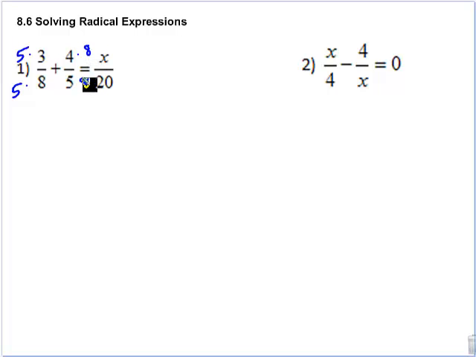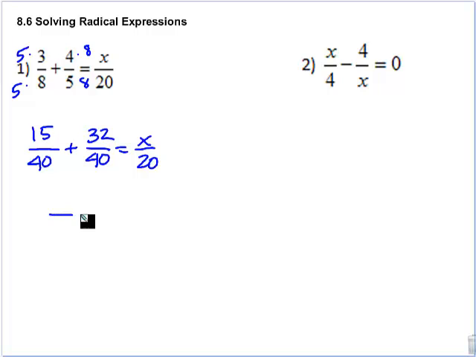Okay, so 5 times 3, 15 over 40. Plus 4 times 8, 32 over 40. This is equal to x over 20. So 15 40ths plus 32 40ths. What is that? 15 and 32? 47 40ths? It's equal to x over 20.